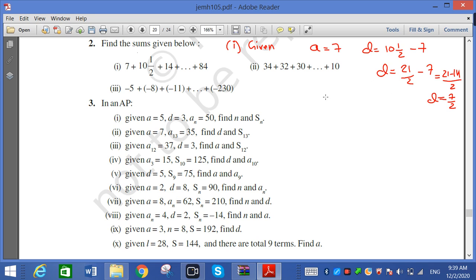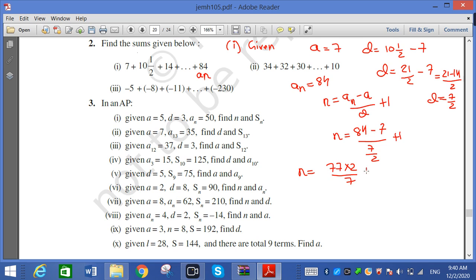But N is not given. So how can we find N? Because the last term is given, that is AN, AN is equal to 84. To find N, N is equal to AN minus A divided by D, plus 1. So N is equal to 84 minus 7, that is 77, into 2 divided by 7, plus 1.